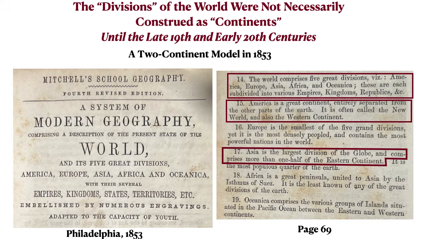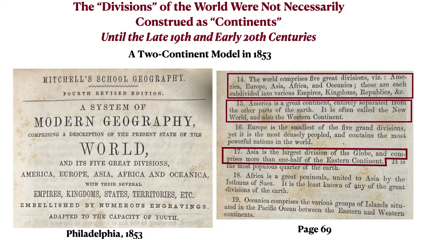So one is the world comprises 5 great divisions, and he names them. And each are divided politically. And then America is a great continent entirely separated from other parts of the world. So by America, North and South America. It is often called the New World, or also the Western Continent.